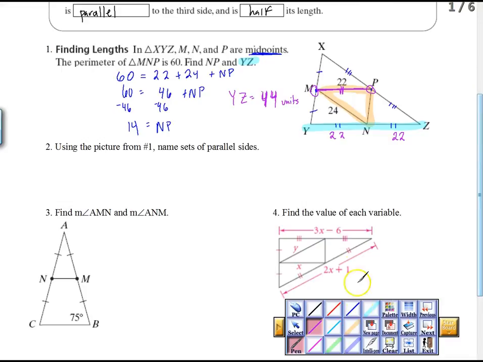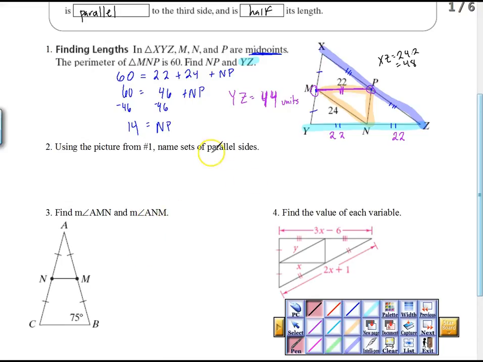If I asked you to find XZ, which I did not, you could have done, okay, well, since MN is 24, that's half this length, so XZ is 24 times 2, or 48. That's the main property today, that the mid-segments are parallel and then half the length of the other third side of the triangle.